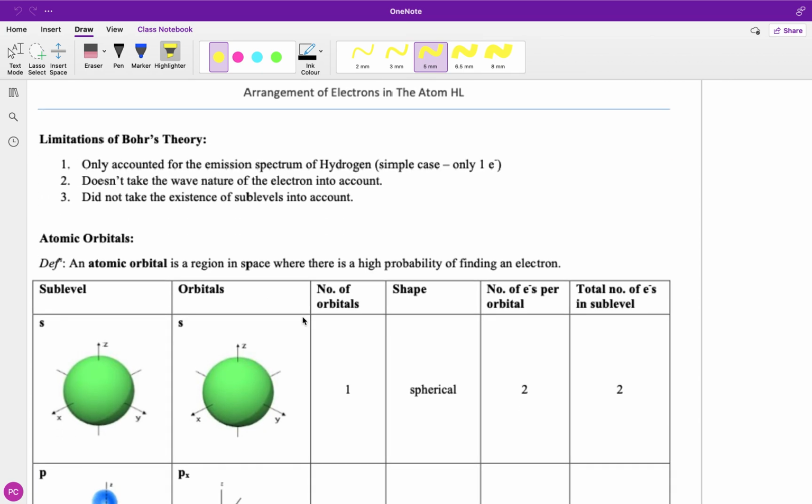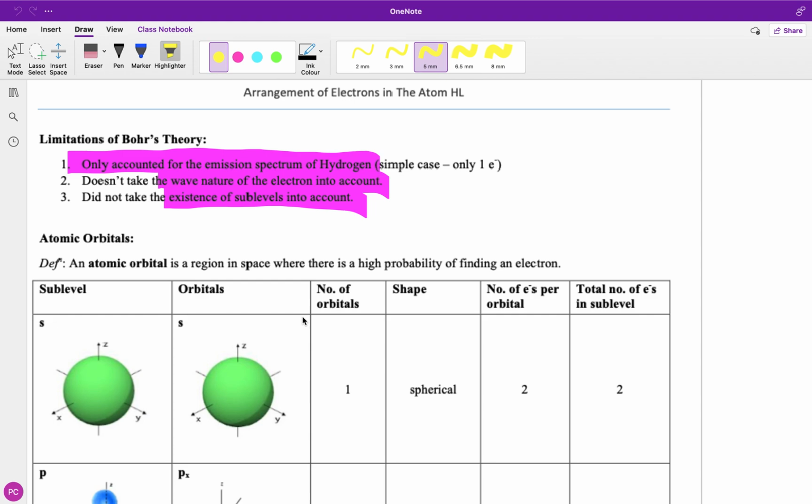limitations of Bohr. So we kind of went through what Bohr did, and he looked at the energy levels, and he came up with the emission spectrum, absorption spectrum. But Bohr only looked at the emission spectrum of hydrogen. He didn't take the wave nature into account, so how electrons travel, and he didn't take the existence of sublevels into account.